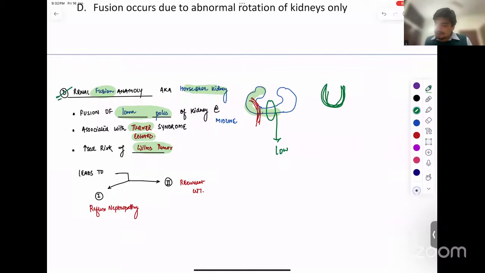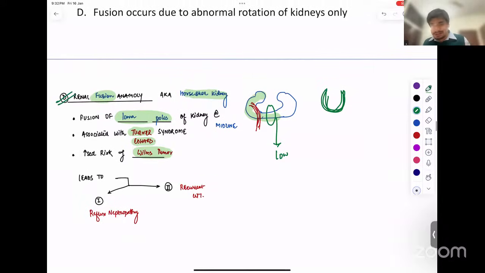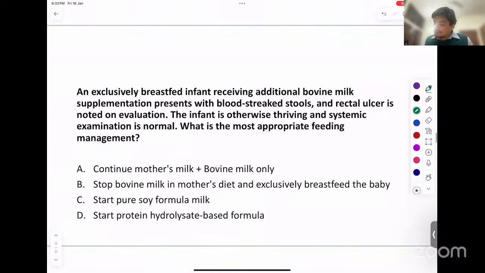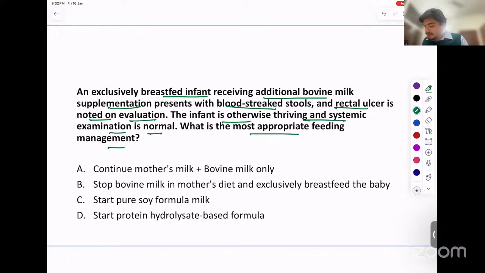So this is as far as renal fusion anomaly or horseshoe kidney is concerned. We have discussed this in the videos. All right. Moving to the next one. An exclusively breastfed infant, who is also receiving additional bovine milk supplementation, presents with blood in stools and rectal ulcer on evaluation. The infant is otherwise thriving and systemic examination is normal. What is the most appropriate feeding management?